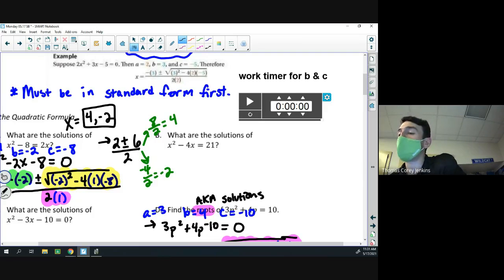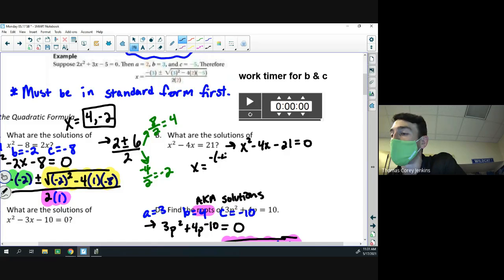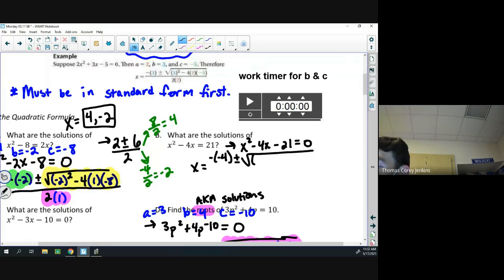So for B, got to write it in standard form first. That would give you 1x squared minus 4x minus 21 equals 0. And then at that point, we know A, B, and C. So then it's a matter of plugging in correctly. So it's -B, so -4, plus or minus the square root of B squared, so -4 squared, minus 4 times A is 1 times C is -21. All of that is over 2 times A, so 2 times 1.